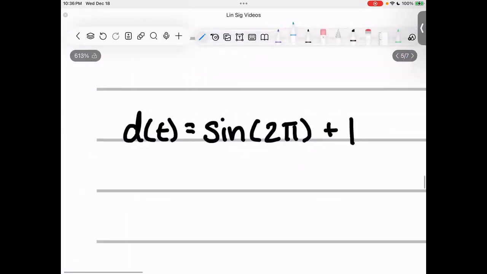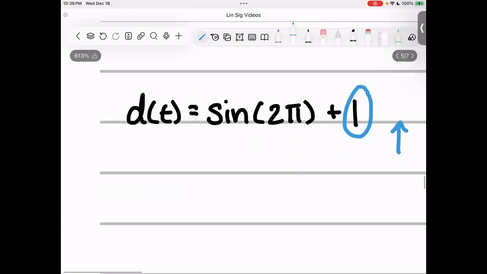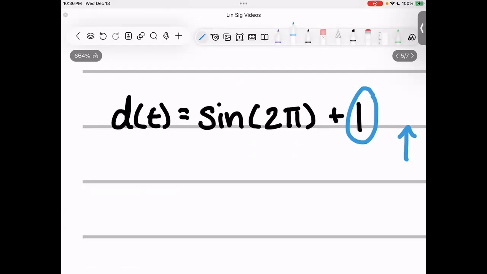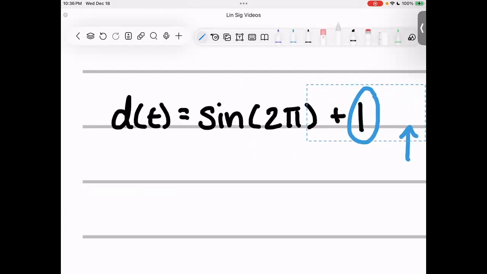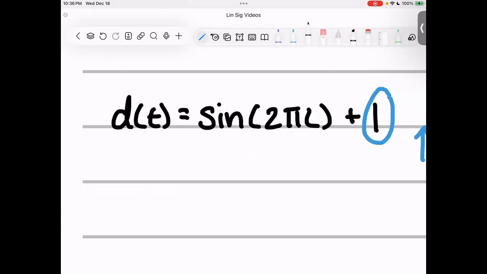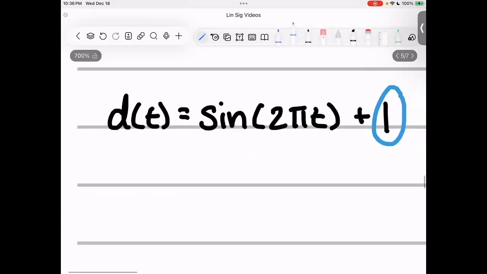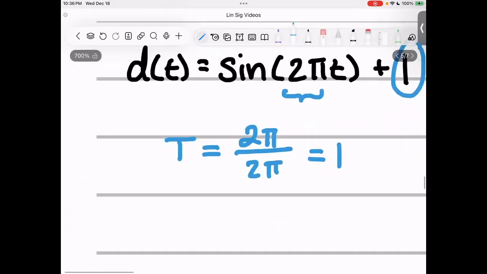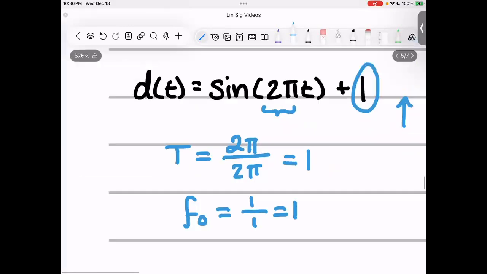Let's look at this one. The plus 1 here shifts the entire function up by 1, so it doesn't really affect what we're going to do to calculate the period. And that is supposed to have a t there. I apologize for that. We're going to get our period equals 2 pi over b. Our b here is 2 pi. So 2 pi over 2 pi equals 1. Base frequency, 1 over 1 equals 1.